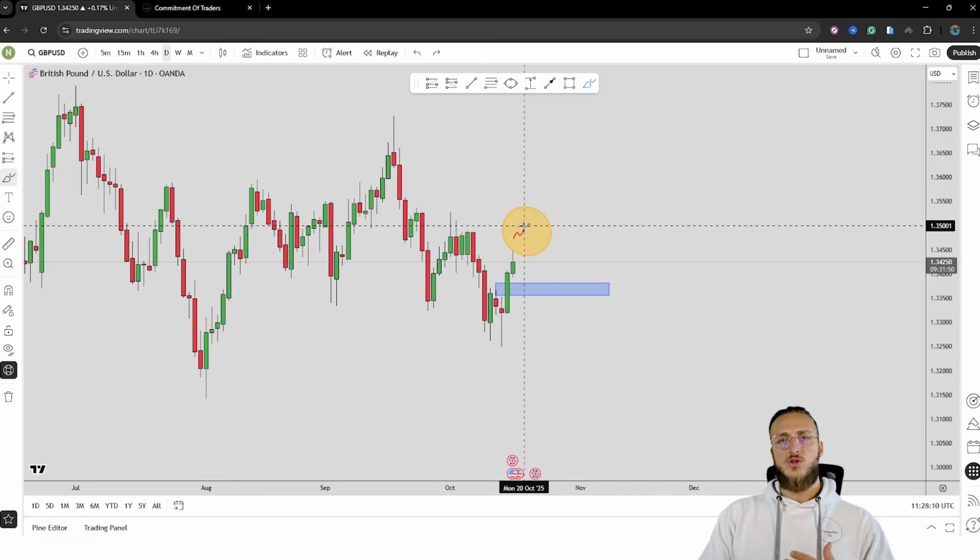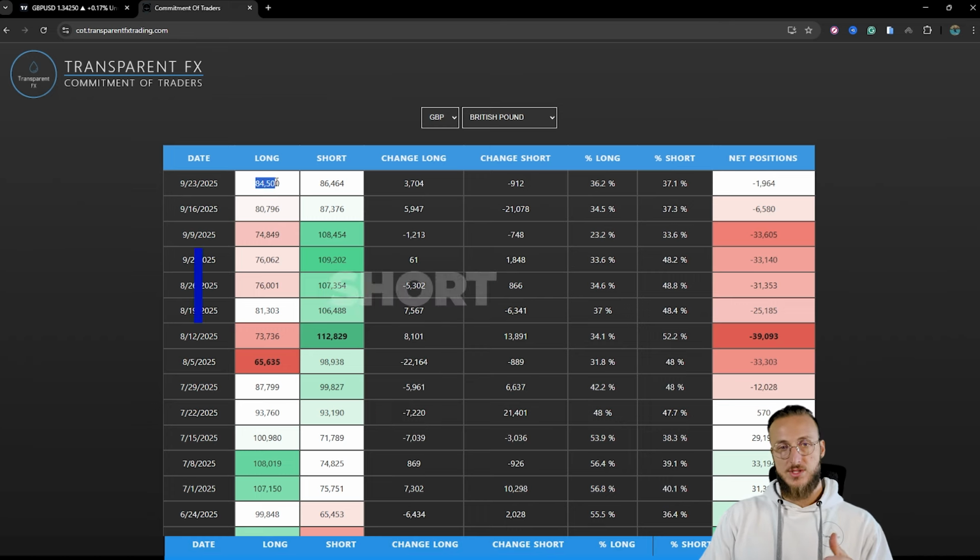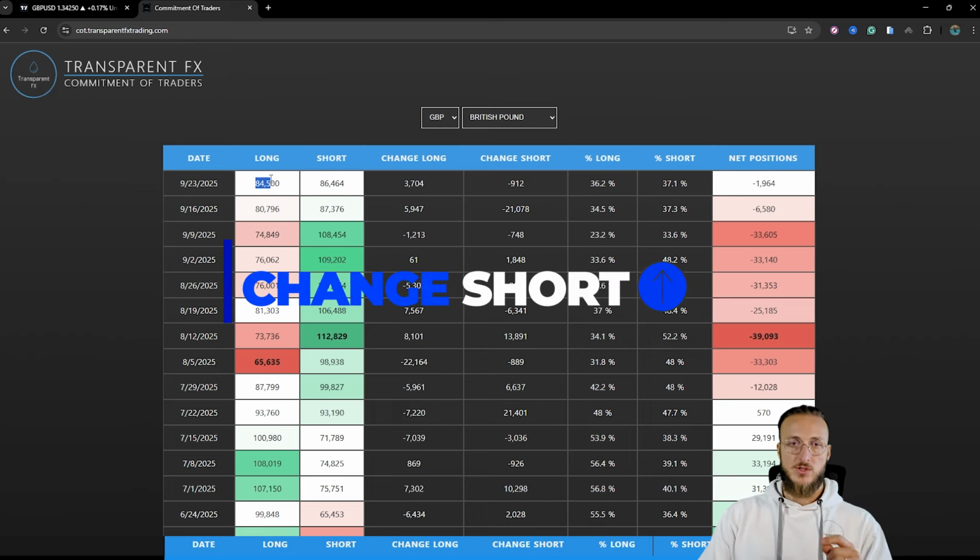So essentially institutions have moved back to the bullish side for GBPUSD. However, we have to keep in mind how we still have more shorts than longs, 86K shorts compared to 84K longs. And we have to keep in mind that we are missing the last report because the US government is currently still in shutdown. So they haven't released, obviously, the new data because we have the US government shutdown. So we have to keep that in mind. Now, in a situation like this, in which we are missing the new data, we know that in the long term, we still have more shorts than longs.